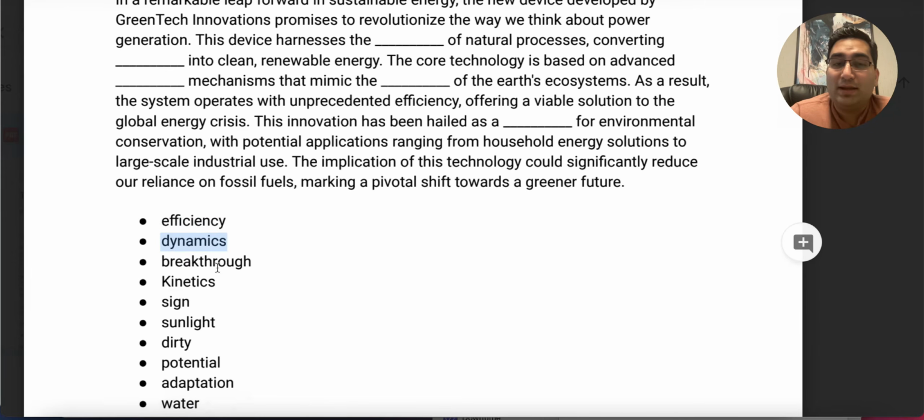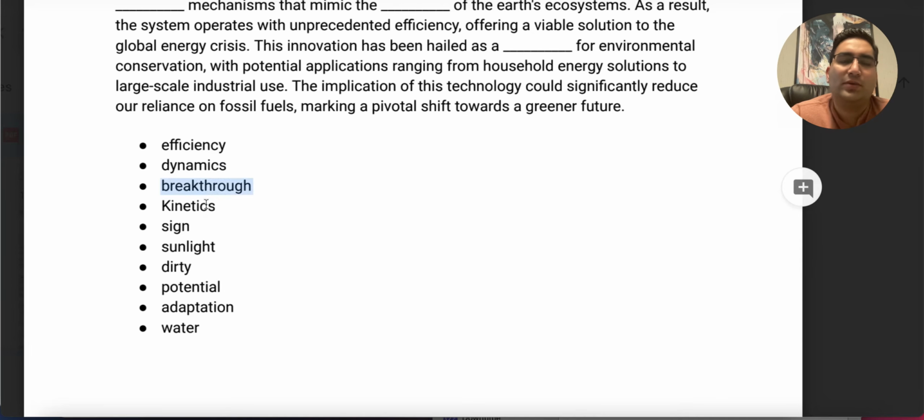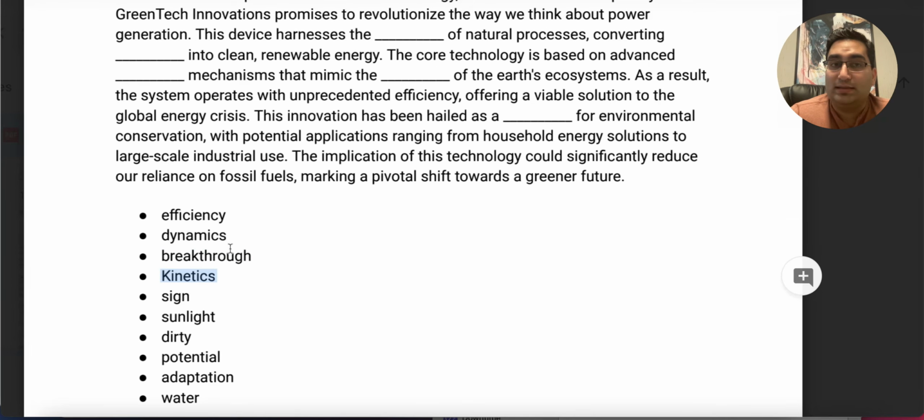Advanced dynamics mechanisms. No, dynamics is a noun, mechanisms is a noun, doesn't make sense. Breakthrough is done. Kinetics mechanisms, that could make sense. Mechanisms involves, again, a procedure. It's the mechanics, the logistics, the way it works. Kinetics is a process. So if you are using the mechanism of its kinetics, it could mimic that, produce something else. That makes more sense.